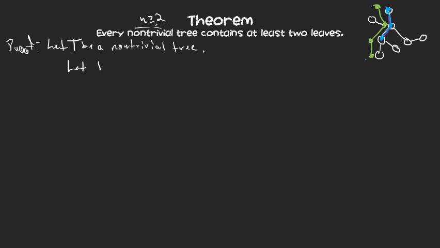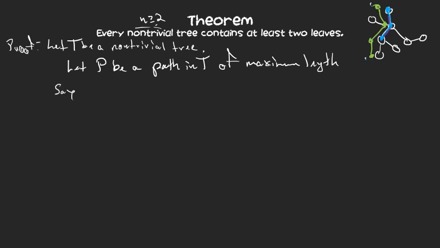Let P be a path in T of maximum length. So just imagine in our random tree, or whatever our tree happens to be, we're going to look at a bunch of paths and find one of the maximum possible length. Then what we want to say is that the end vertices of the path are leaves. So let's give some names to these vertices on the path.